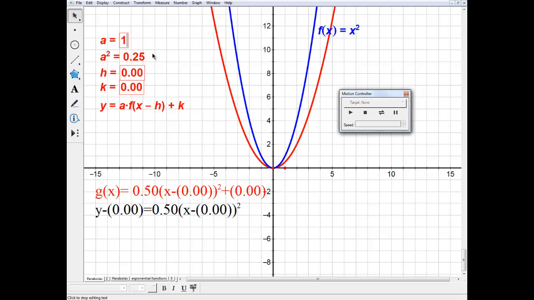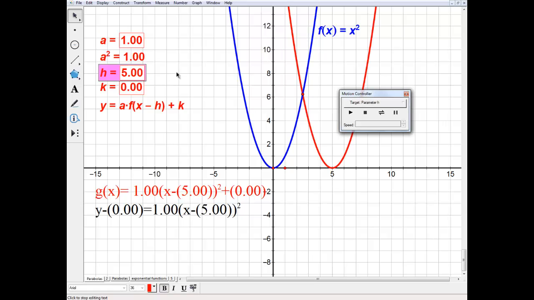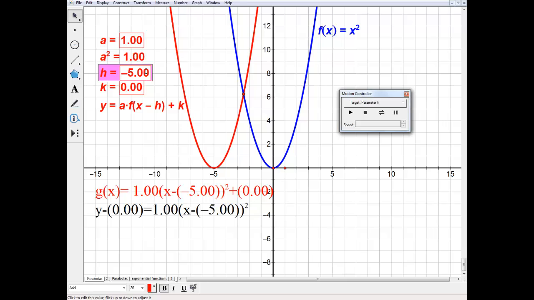All right, let's make a back 1 and see what happens with h. What if h is 5? Then the graph moved to 5. What if h is negative 5? Then the graph shifted to x equals negative 5.